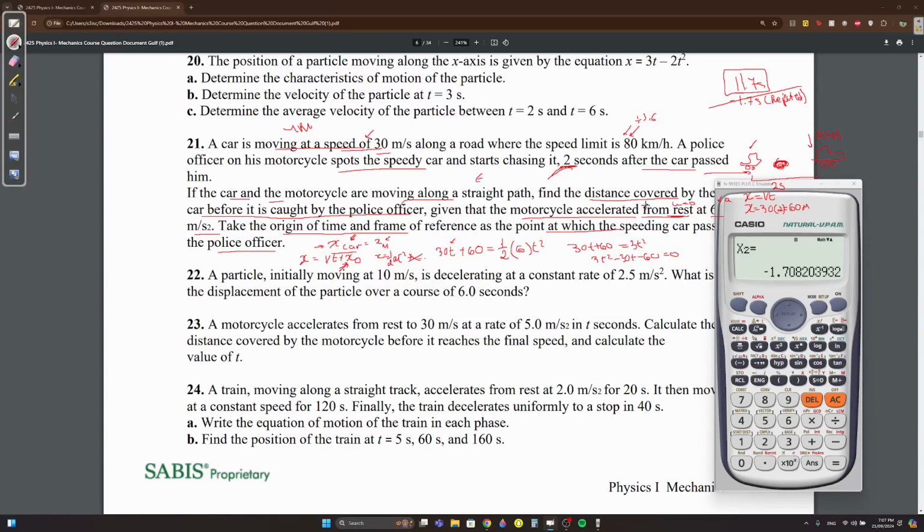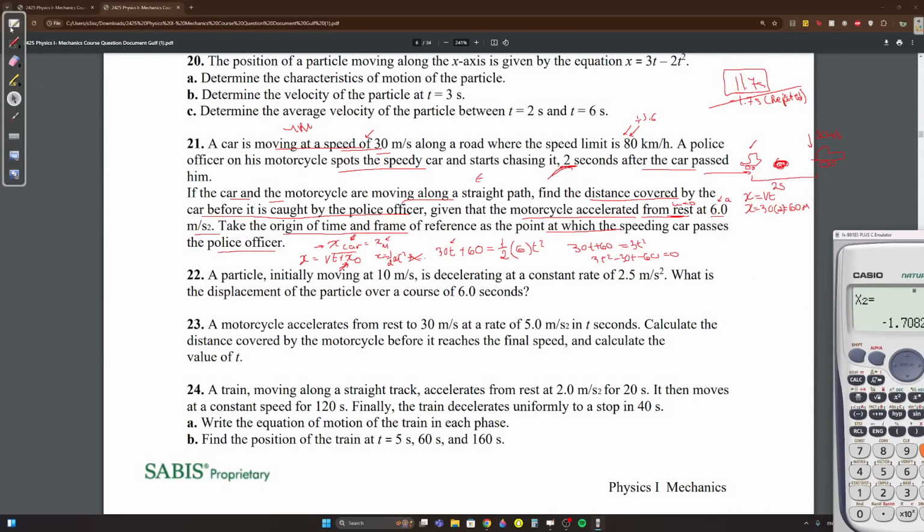Here, are they asking to find time or x? So now you can just substitute this time, 11.7, into either of these two equations. It would obviously be easier to use 30t plus 60. So 30 times 11.7 plus 60, and you get 411 meters.